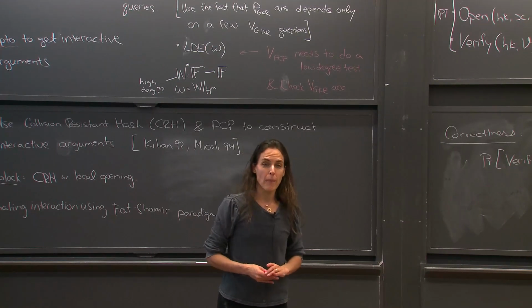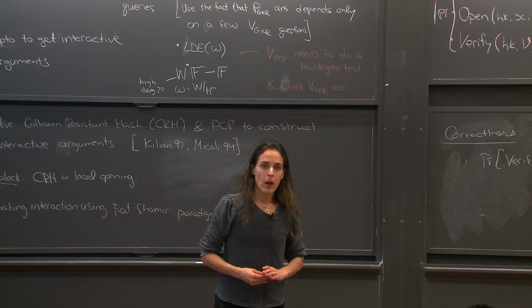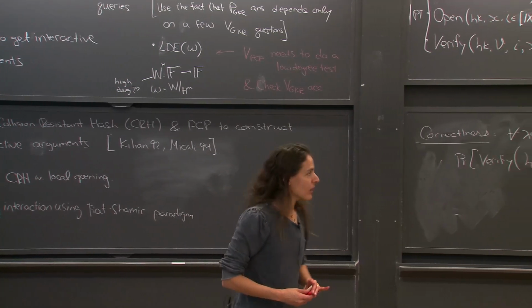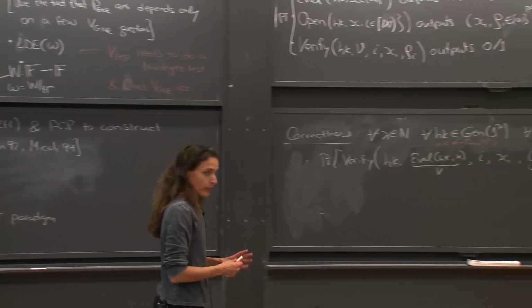Yes? For correctness, you have that restriction on x? Why for correctness do you have that restriction on the length of x? See, the length should be less than 2 to the lambda. Yeah.